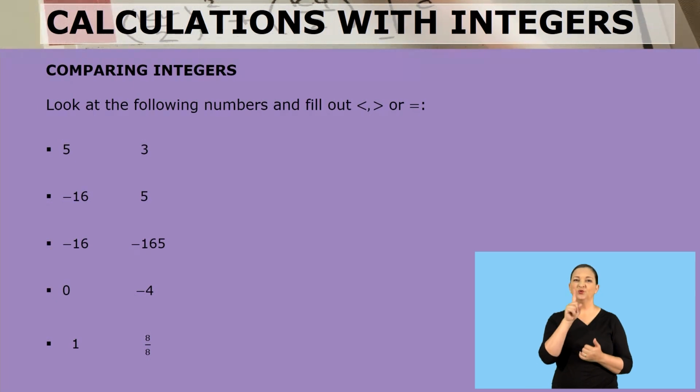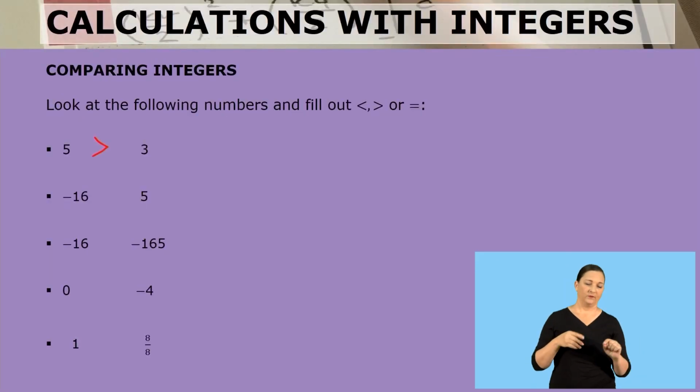So the first one, we have a 5 and a 3. We need to fill out whether it's smaller than, greater than, or equal to. We know that according to our number line, numbers on the right are bigger and numbers on the left are smaller. So this means that 5 is bigger than 3. I hope you got that correct.